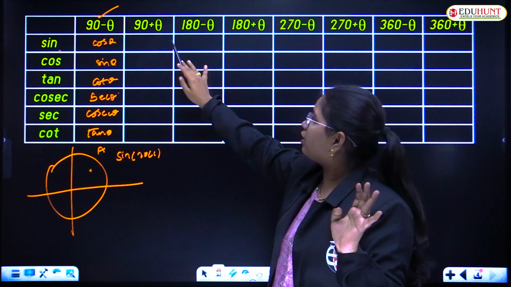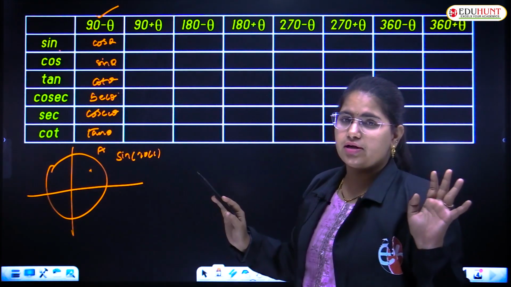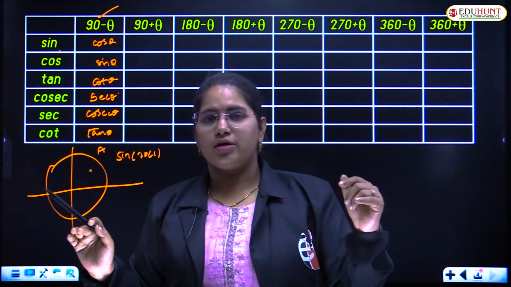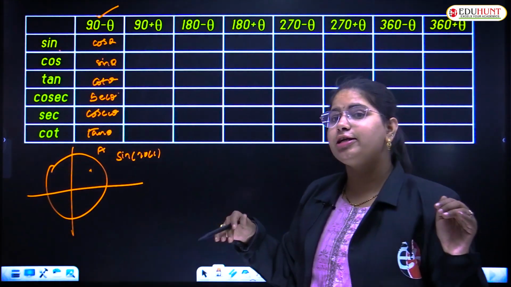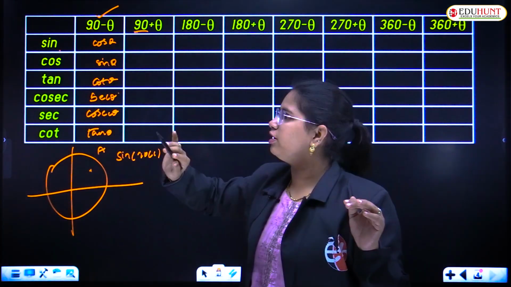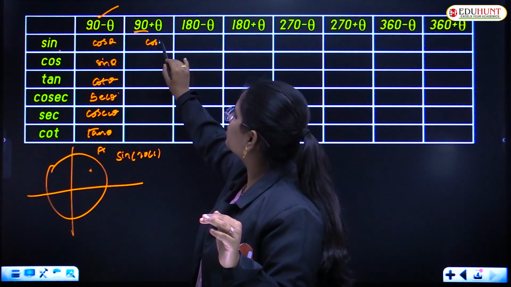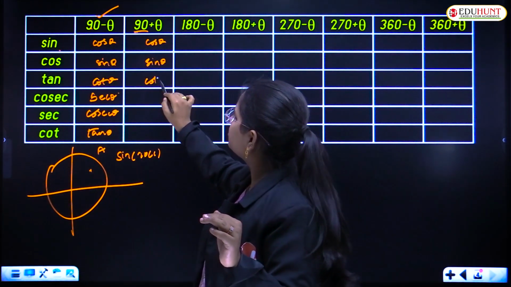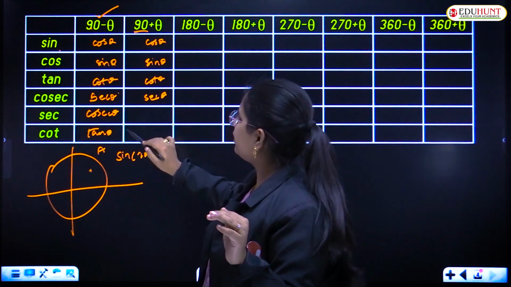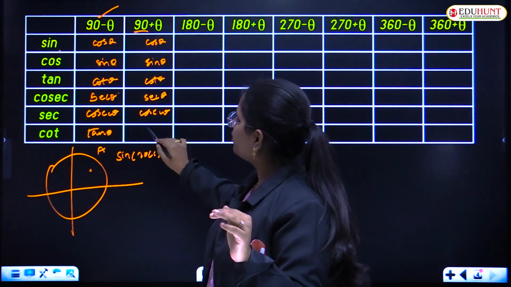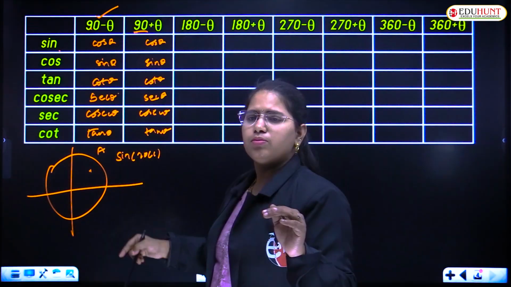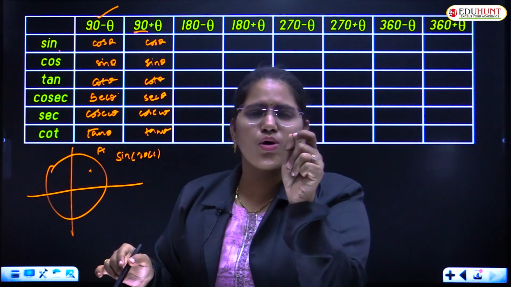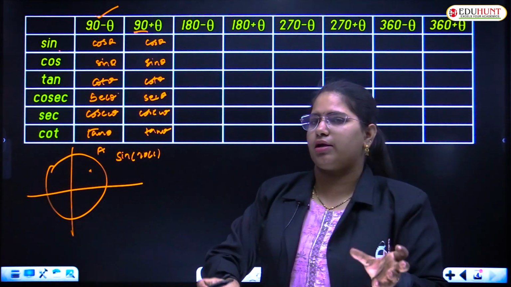Again, this is also an odd multiple, right? Sin(90 plus theta), odd multiple, 90 into 1. Again the function changes to cos. Cos changes to sin, and cot, secant, cosecant, tan change likewise. Both are the same, but there will be a small variation between the first column and the second column.